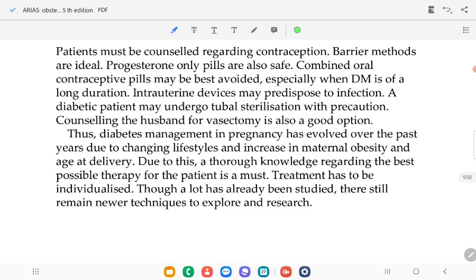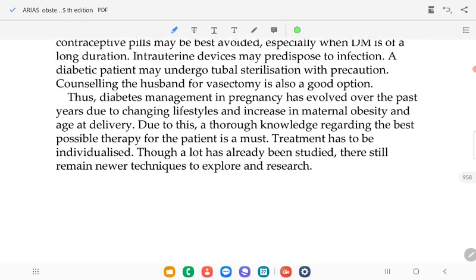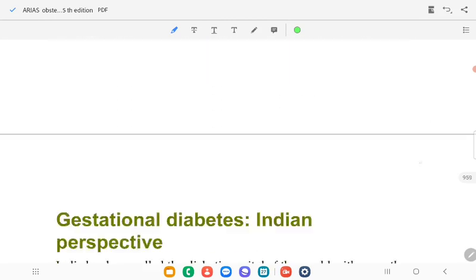Thus, diabetes management in pregnancy has evolved over the past years due to changing lifestyle, increasing obesity, and delivery. Due to this, thorough knowledge regarding the best possible therapy is needed, and the patient's treatment has to be individualized.